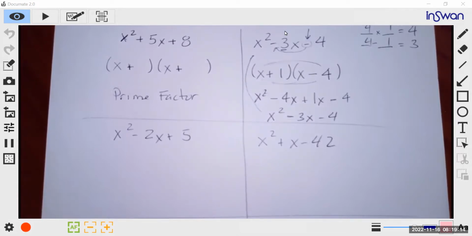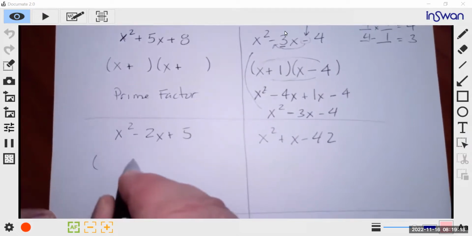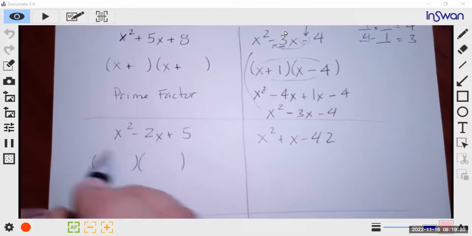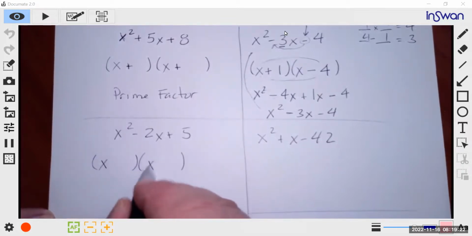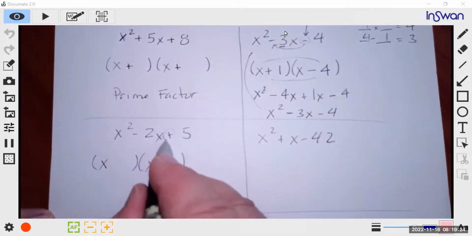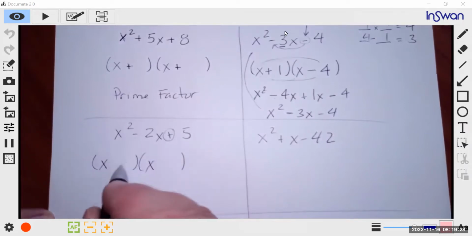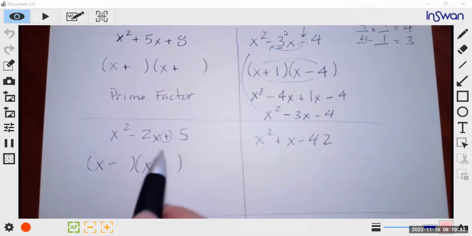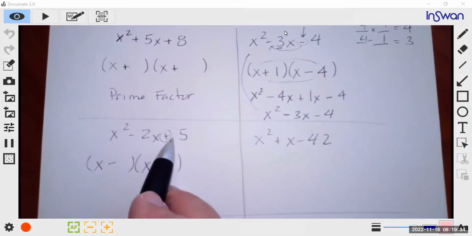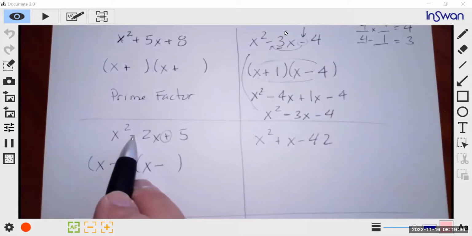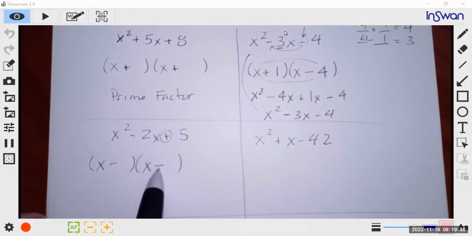Okay, how about the next one? X. Well, it's a plus. It means they're the same signs. They're both going to be minus. That's why you always look at the second sign. If the second sign is a plus, it's going to be the same signs. So they're both going to be minus.